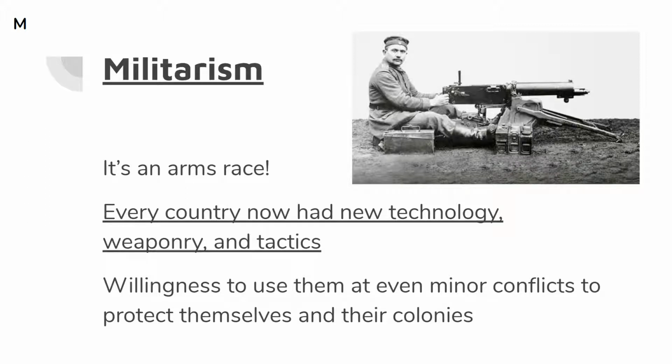We're talking especially new weapons, such as the picture over here. We've got this guy sitting at a machine gun. It's a whole new type of war that World War I is going to be.